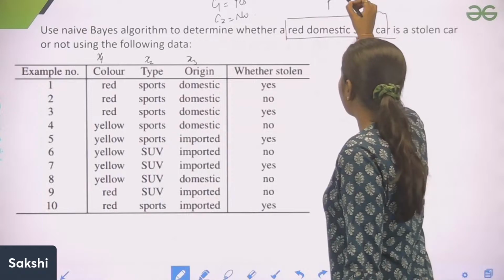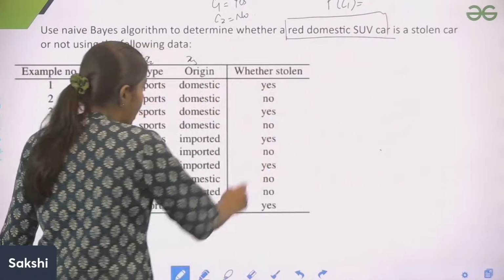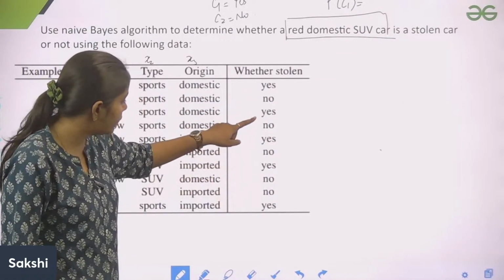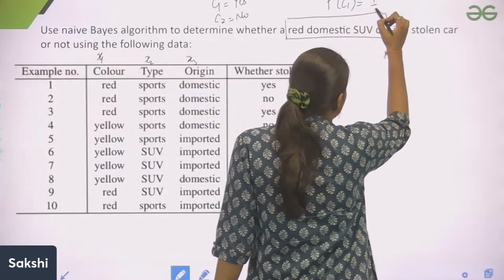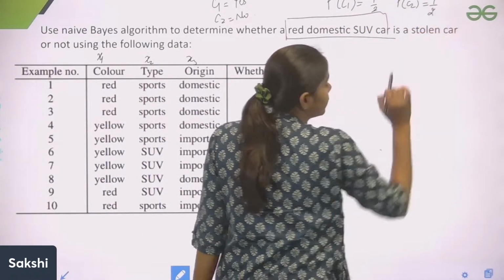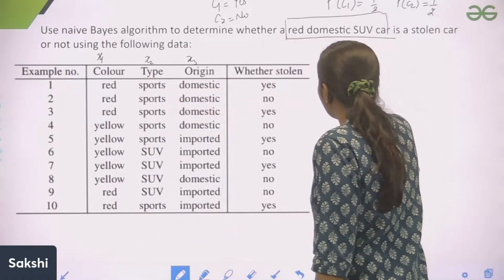So what would be probability of C1? If you would see probability of C1, out of 10 examples, you have 1, 2, 3, 4, 5 yes and 5 no. So 1 by 2 is a probability of class C1. Probability of C2 is again 1 by 2, right? So these two are the probabilities. Now what would I do? I'll find out the probability.